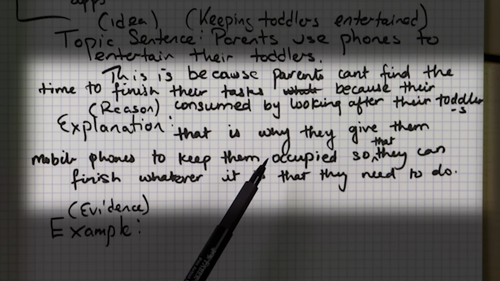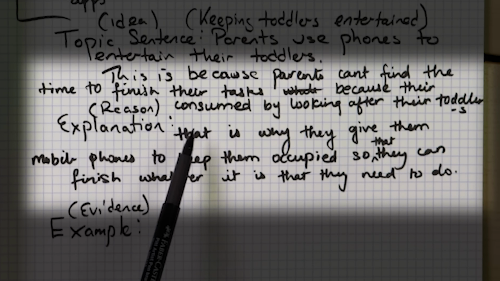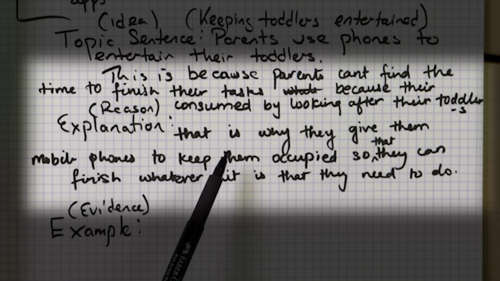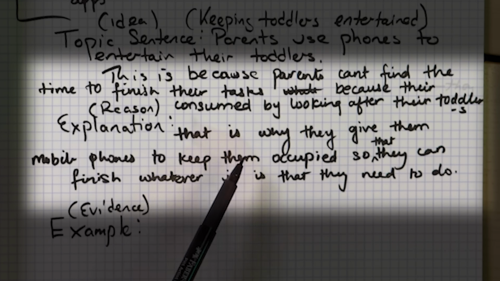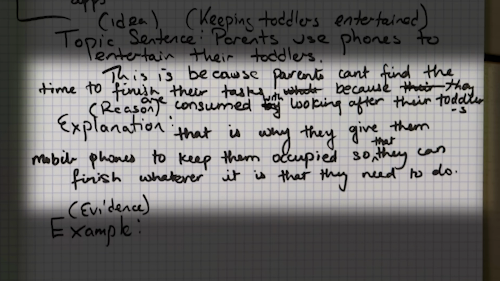Okay. This is because parents can't find the time to finish their tasks because they're consumed with looking after their toddlers. That is why they give them mobile phones to keep them occupied so they can finish whatever it is that they need to do.